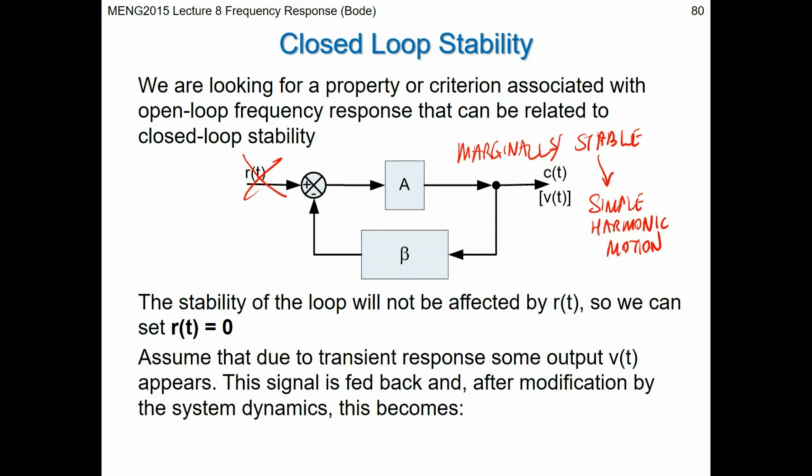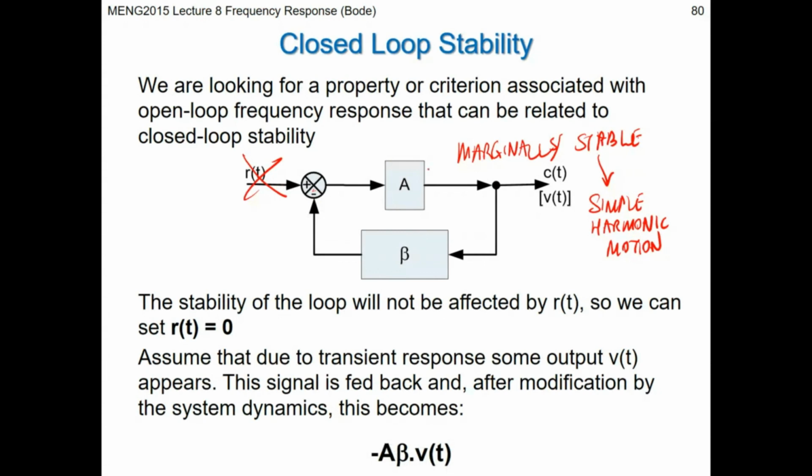And if we assume that, due to a transient response, the output Vt appears, so you're kind of triggering this thing, we're starting this system oscillating. Now the Vt signal is fed back, of course, through beta, and it's switched, so it has a negative, and then through A, and comes back out here, right? So the system is circulating around our open loop.